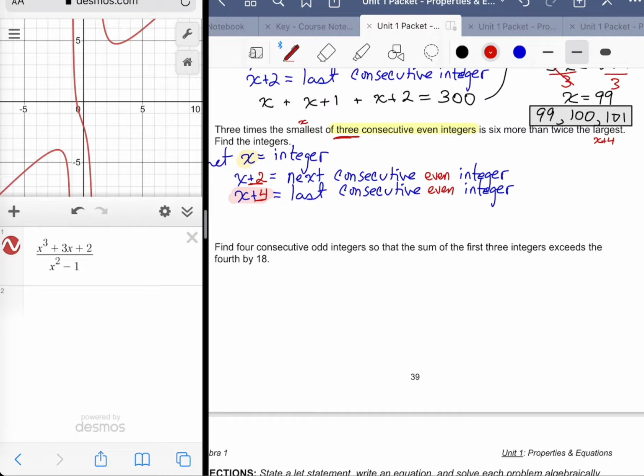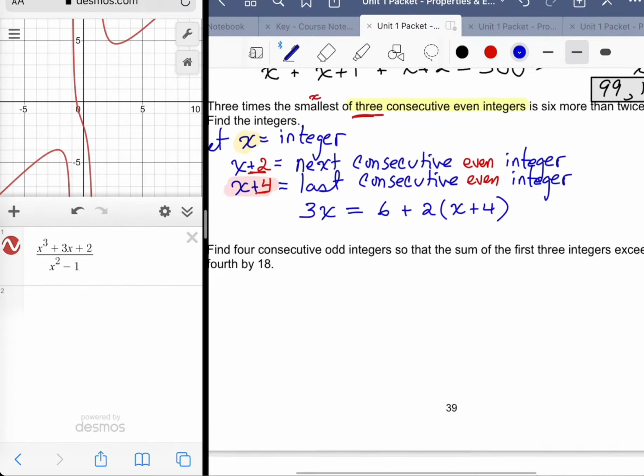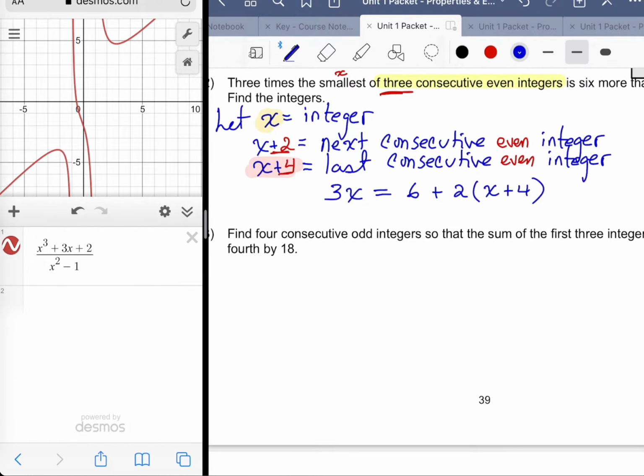So now I would read it as 3 times x is, means equals, 6 more than, 6 plus twice the largest. Twice the largest. The largest is a binomial x plus 4, so I want to have that in parentheses. And so from there, I'd look for my integers by solving for x, algebraically, because the direction's set to do that. And then from there, I would just have to make sure that I've actually answered the question. All right, can't forget to do that.